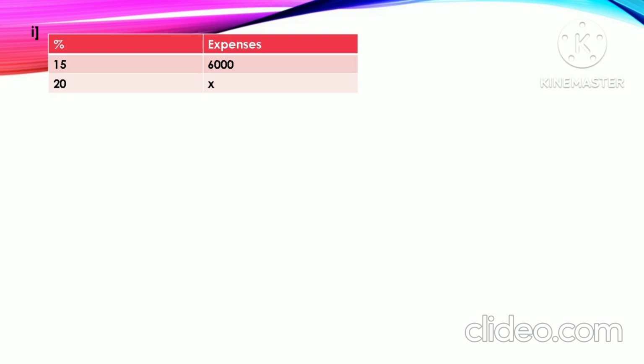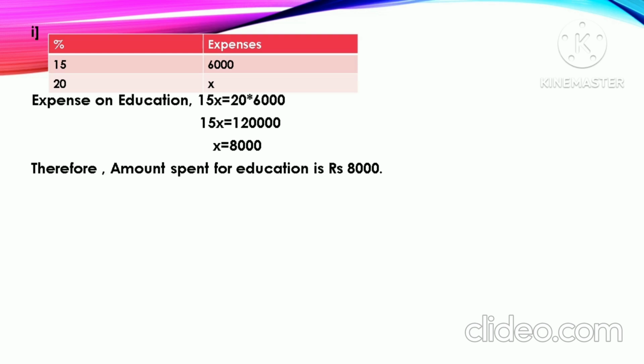So by the direct proportion method, expenses on education, we have to cross multiply: 15x is equal to 20 into 6,000. So 15x is equal to 1,20,000. On division it gives x is equal to 8,000. Therefore the amount spent for education is rupees 8,000.